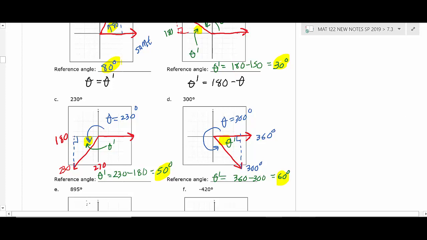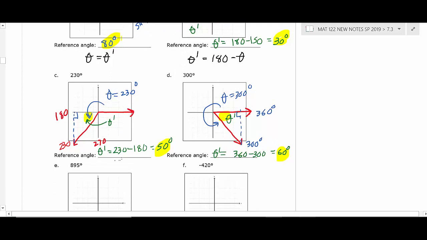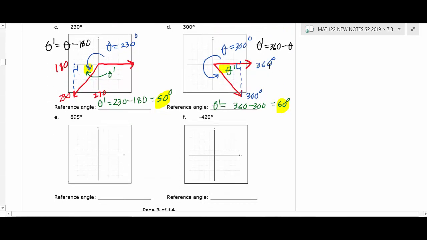If you're in quadrant 3, I'll write it up here, then theta prime is equal to the angle I gave you minus 180. So those things are kind of done backwards. And then when you get to quadrant 4, your theta prime is going to be 360 minus the angle I give you. So if you want a formula, there's your formula. I just figured that out. I don't have them memorized. I just figure them out as I need them. All right, let's do a couple more, then I'll put you to work a little bit.